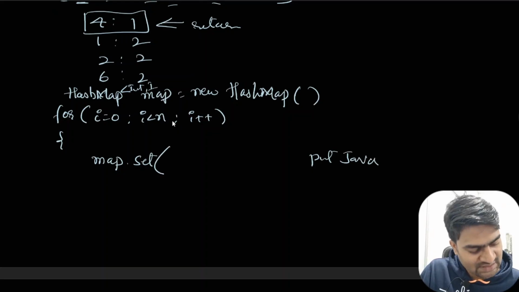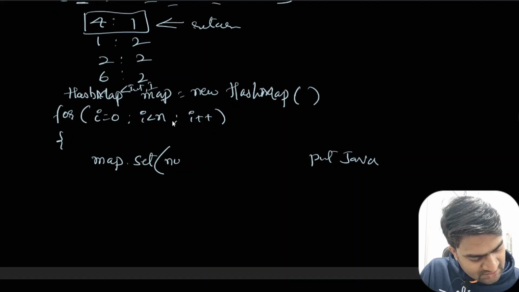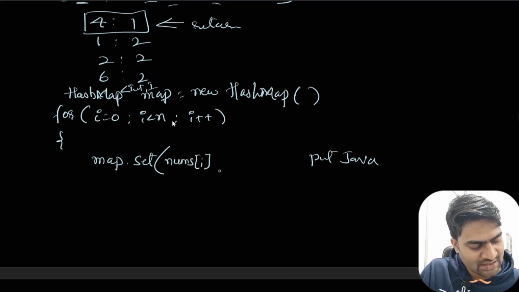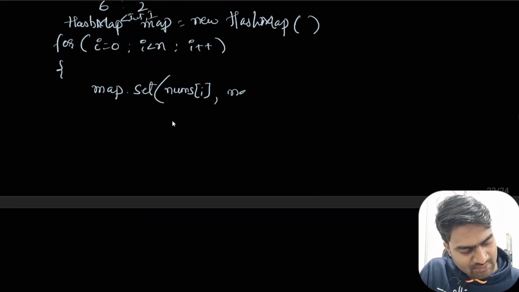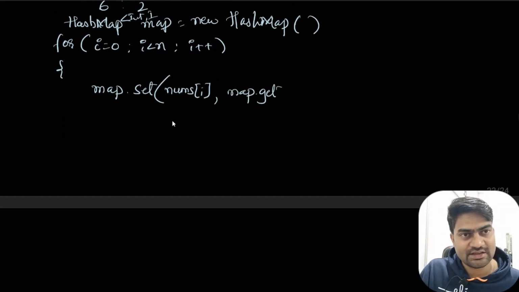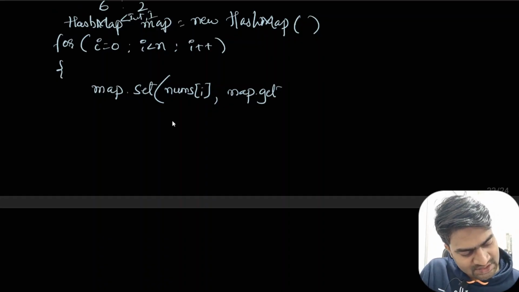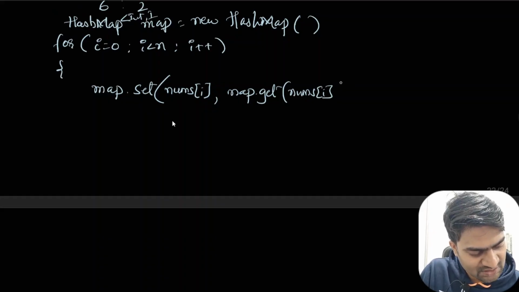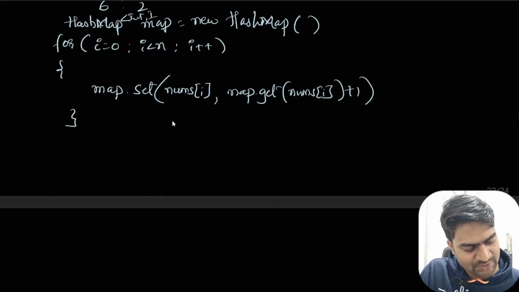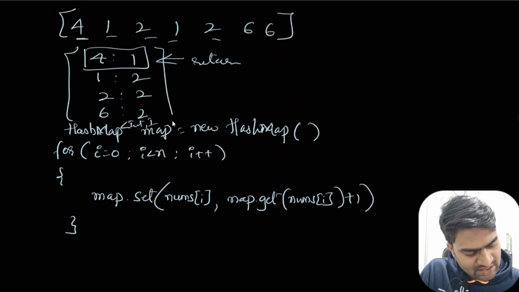Then I will use nums of i as my key. Then map dot get in JavaScript and getOrDefault in Java, so you can use that. I will send my nums of i. This will give me the existing count if there is one, or else we will consider 0 as a default number. Then I'll add 1 to it and then I will set the value. This way it will prepare this particular hash map for us.